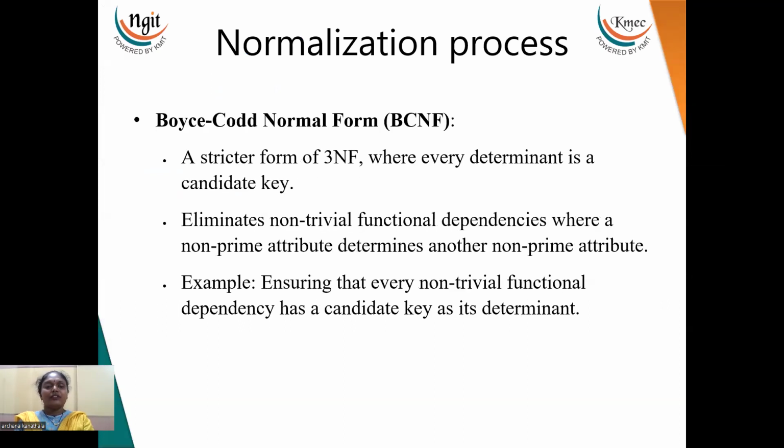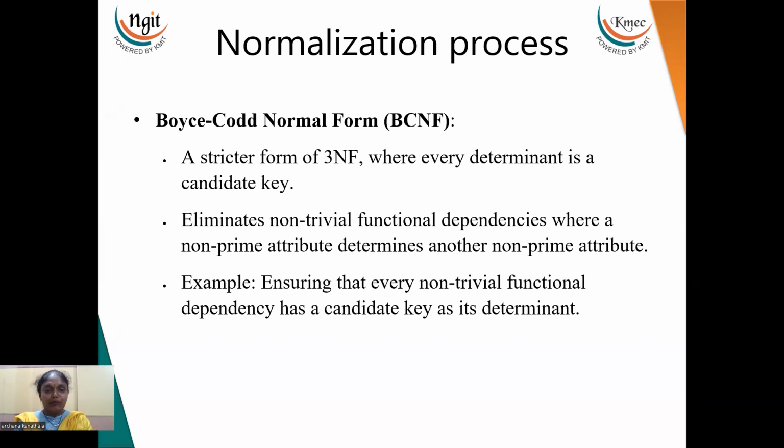The next normal form is Boyce-Codd normal form. It ensures that the data is already in third normal form and we want to apply a certain level of strict rules upon this data. So it is a strict form of third normal form where every determinant is a candidate key.